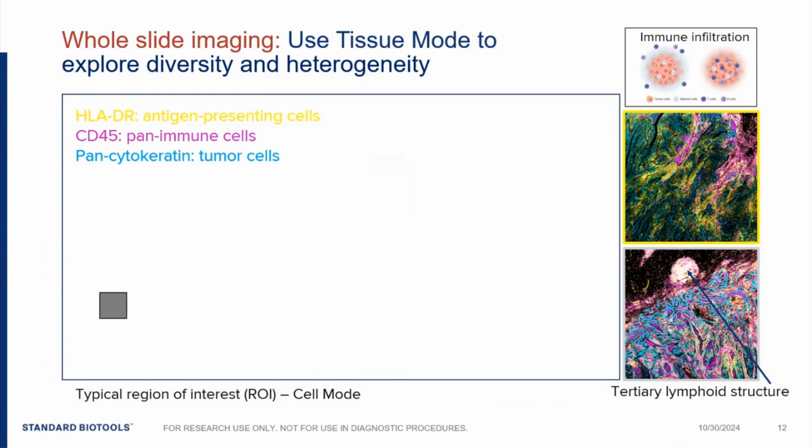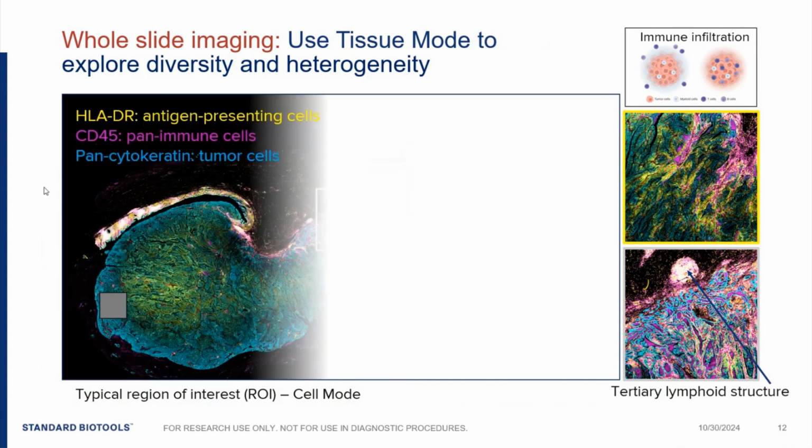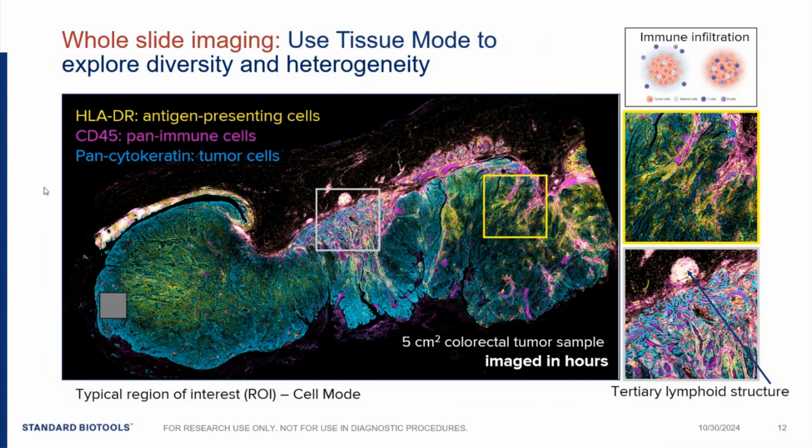So you can imagine if you have no prior knowledge on the heterogeneity and the expression of markers in your tissue sample, if you solely focus on a small portion or region of your tissue, you could be missing out on a much greater and larger big picture. So tissue mode, our whole slide imaging modality, is fantastic for generating large tissue scans. In this particular example, I'm showing you a large 5 square centimeter human colorectal tumor sample. And this sample was imaged just in a matter of a few hours.